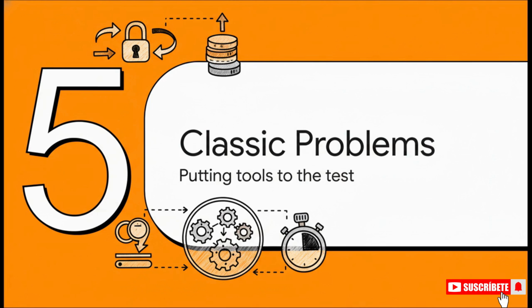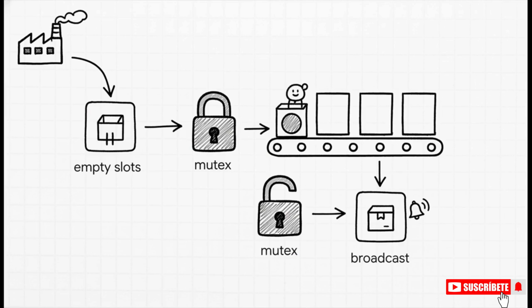You can think of these as the standard puzzles or benchmark challenges that any new synchronization tool has to be able to solve correctly. Let's go back to our producer-consumer problem, which we can now properly call the bounded buffer problem. Here's how the producer's code works.